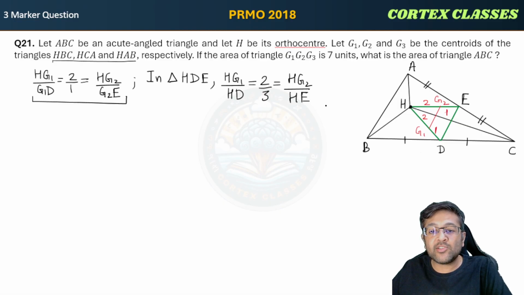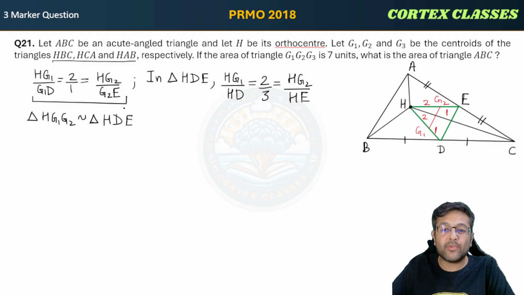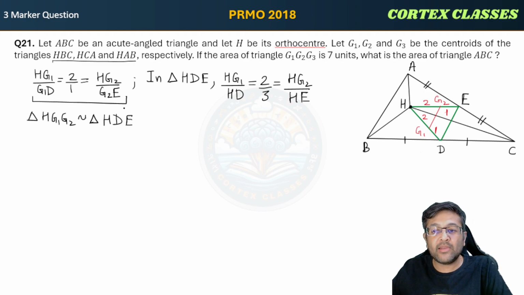and also angle H is common. So I can say that triangle HG1G2 is similar to triangle HDE. We can say this. And you could use the basic proportionality theorem as well, because it is already dividing in the same ratio. So you can say G1G2 is parallel to DE as well. You can use that as well, right? But here, guys, similarity will do the work. HG1G2 and HDE, the two triangles are similar.